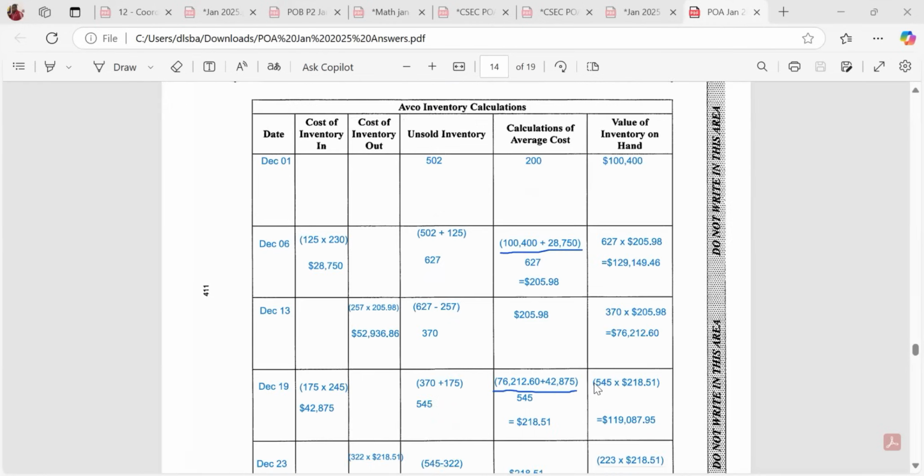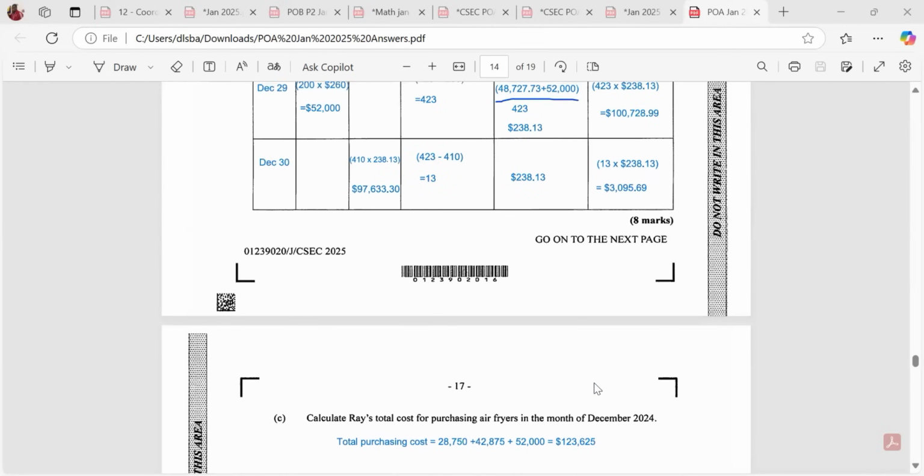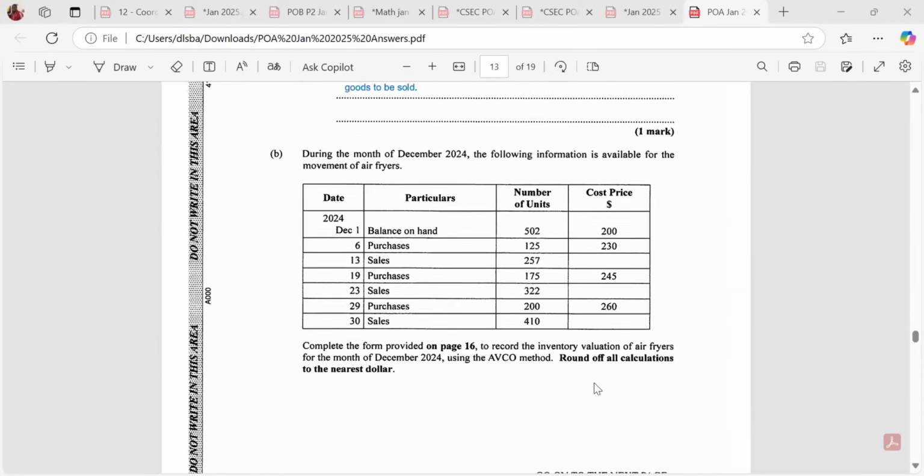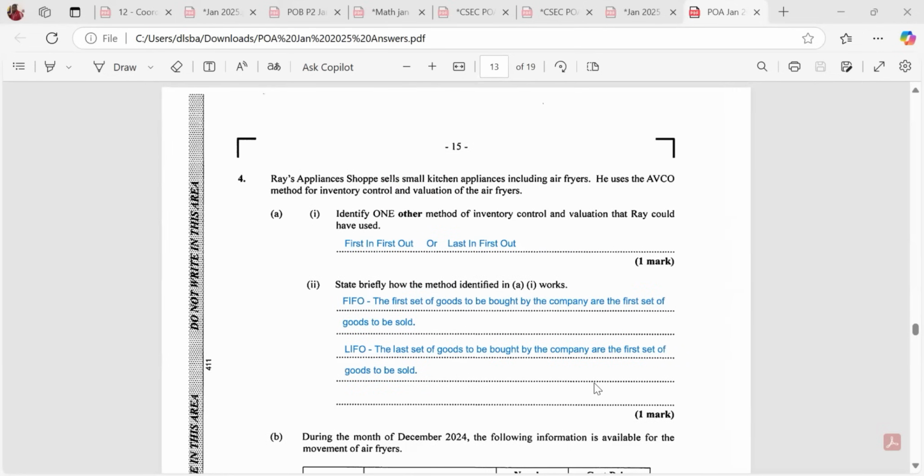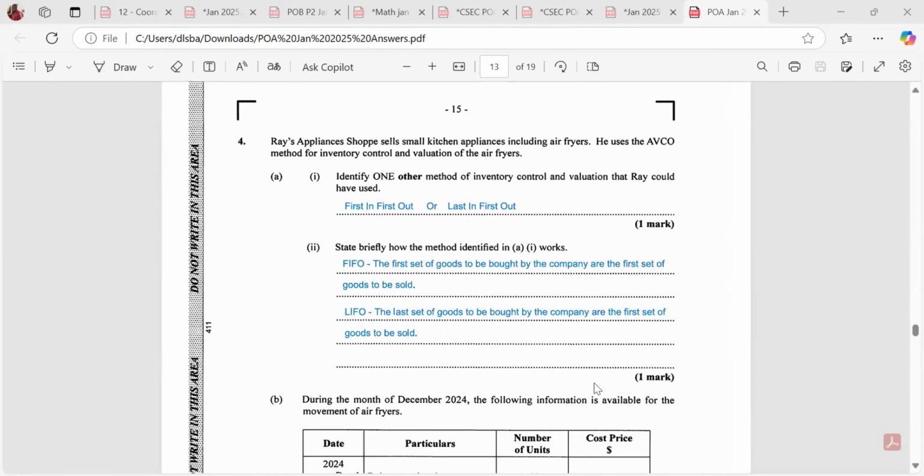Number four wasn't difficult, but number 4 would have taken some time to do. So number 4 is a stock valuation question. They said Ray's Appliances shop sells small kitchen appliances, including air fryers. He uses the AVCO method for inventory control and valuation of the air fryers. This was a long time coming. I haven't seen them bring AVCO in a while. They always bring in first in, first out, and last in, first out. It's about time they bring it.